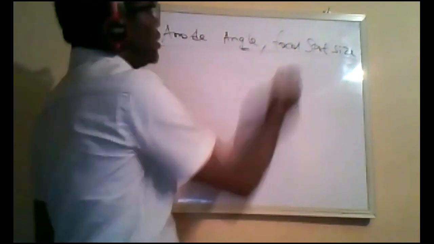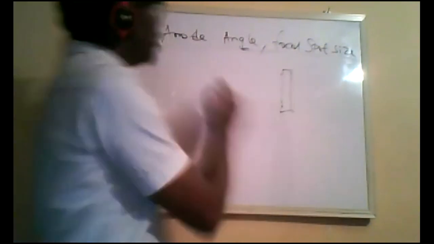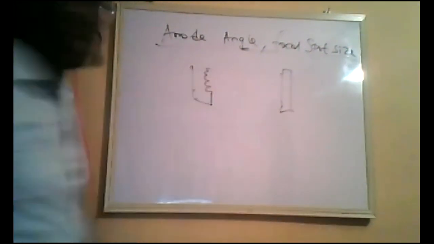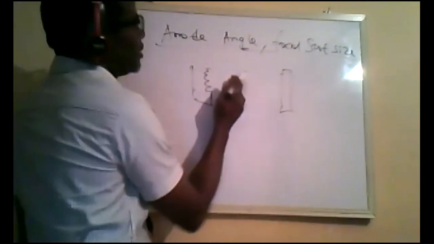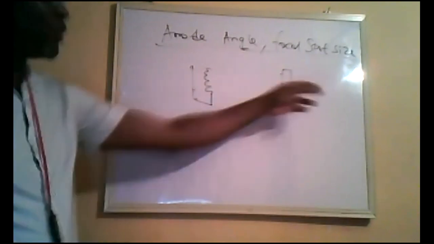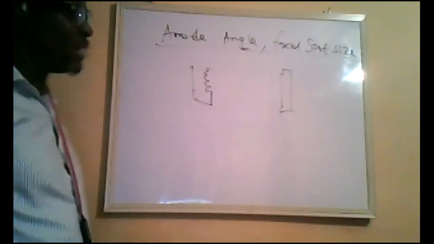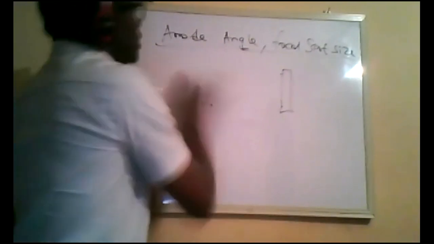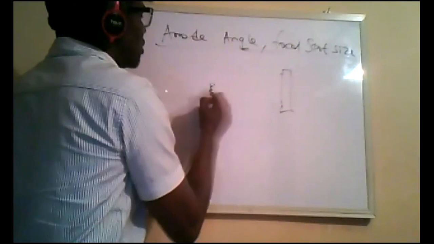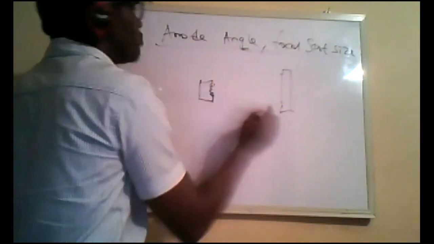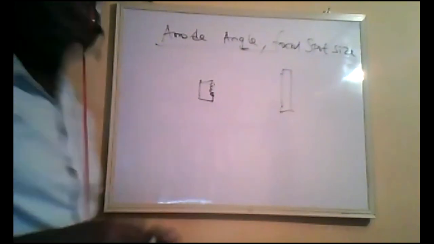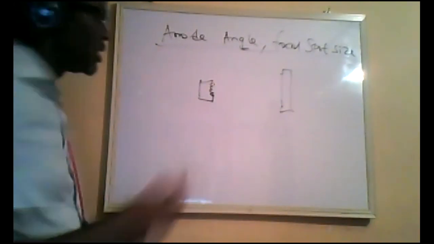Maybe this is an anode, and you have this one being a cathode. The anode ordinarily should be in this configuration, but it is not so. The anode configuration is not like this. The anode is tilted. The anode is usually tilted at an angle, and it has its significance.